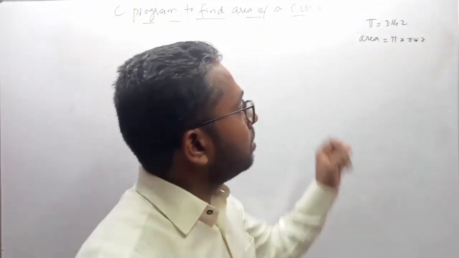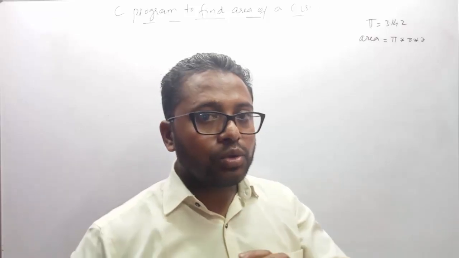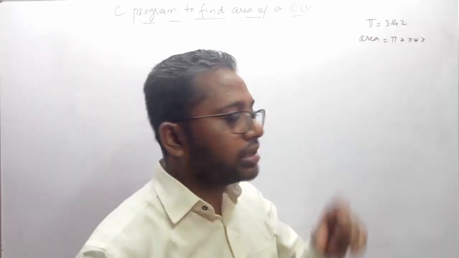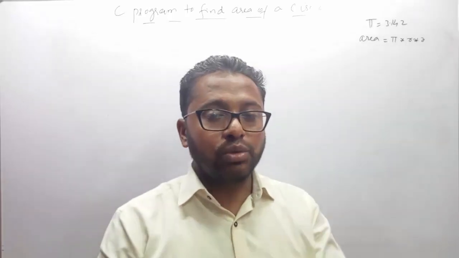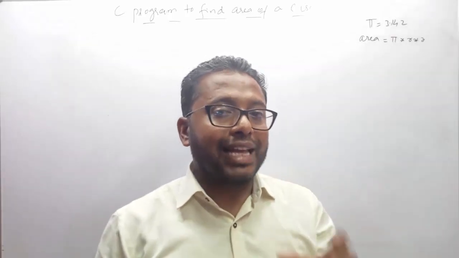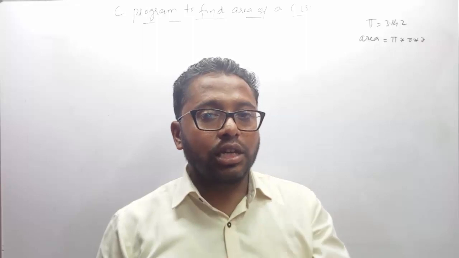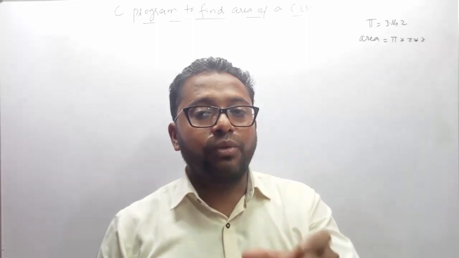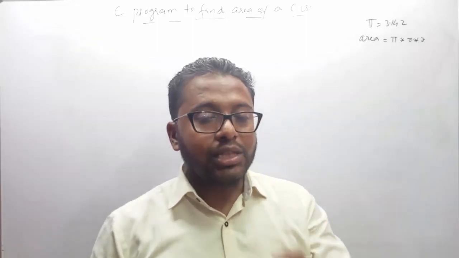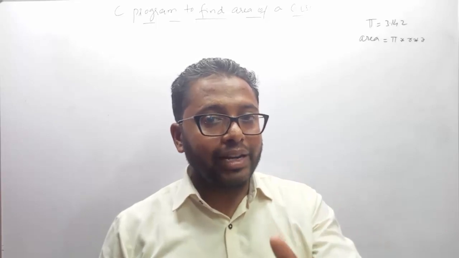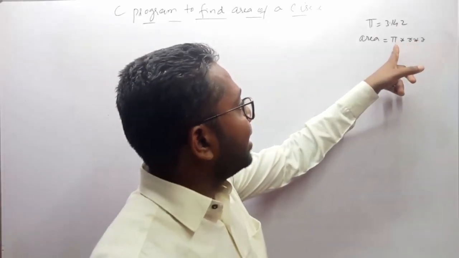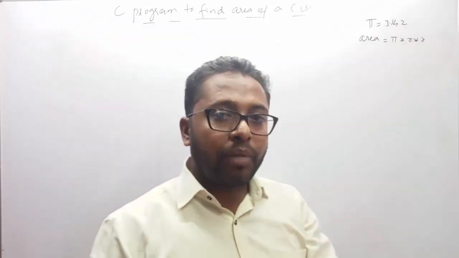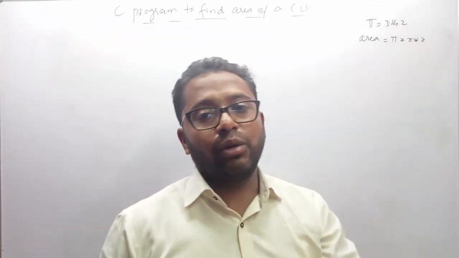Pi value is fixed and we know that value. Now the only thing left for us to know is the radius, and the radius is a value which we need to accept from the user. So when this program gets executed, it should ask the user to enter the value for radius. Once the user enters the value of radius, that value needs to be passed to r and then gets multiplied with the value of pi to calculate the area of a circle.